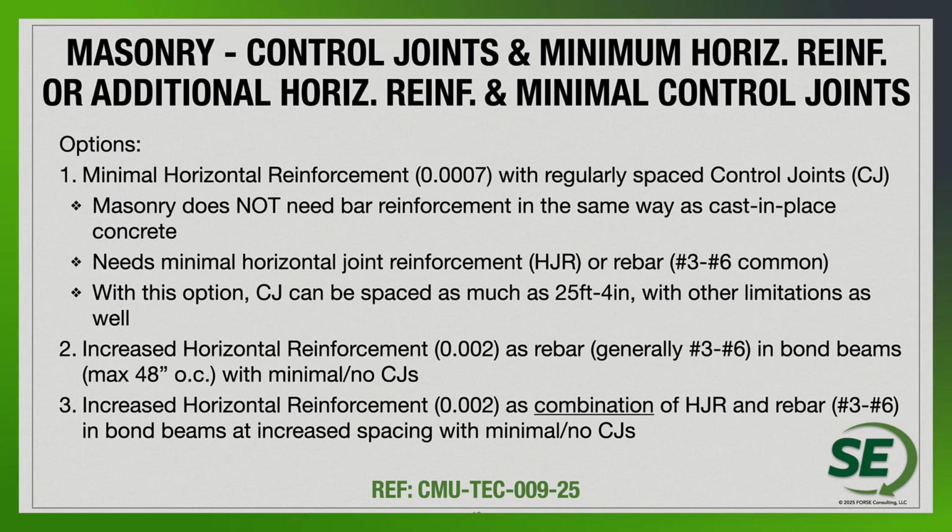But looking at the different horizontal reinforcement, we could go with a lower level of horizontal reinforcement and regularly spaced control joints, what I like to call option 1, or option 2, going with increased horizontal rebar reinforcement, and bond beams in a sense, and then minimal control joints. And then option 3, similar to 2, being a combination of joint reinforcement plus bond beam reinforcement, and then again, increased spacing between control joints or no control joints in that option.